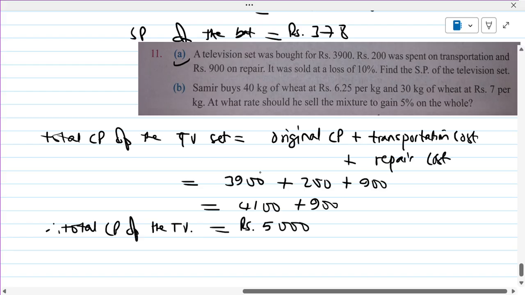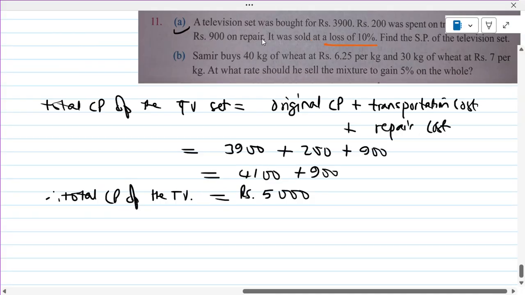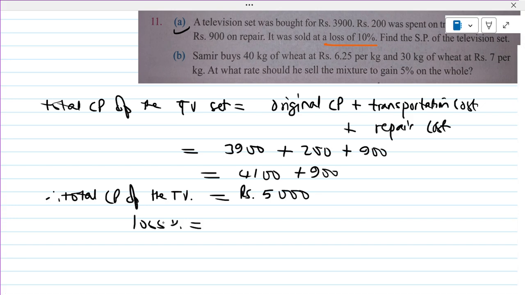And over here, it was sold at a loss of 10%. He sold it at a loss of 10%. So let's go for finding the loss. The loss percentage given is 10%.